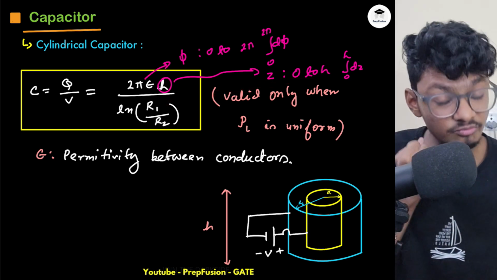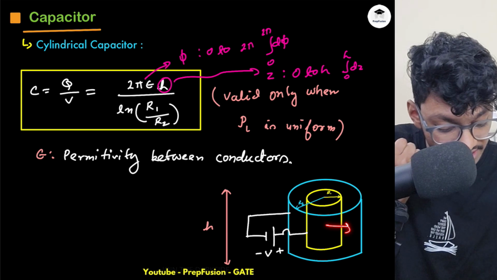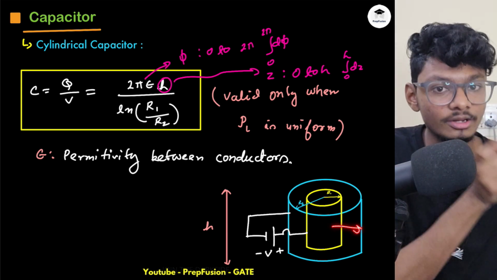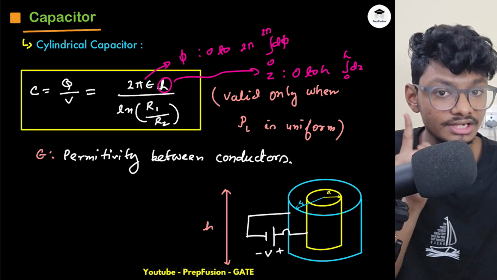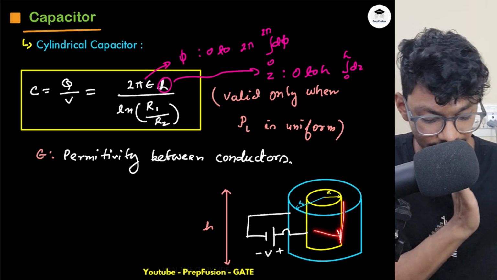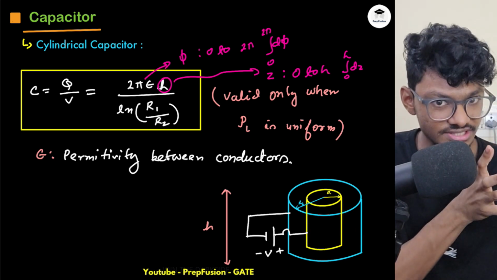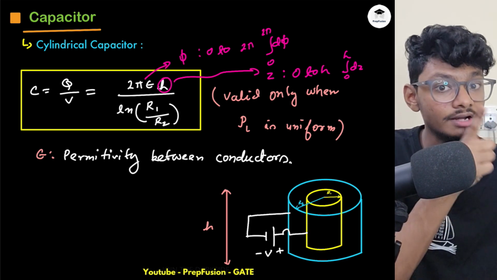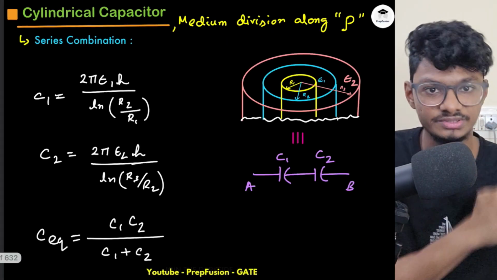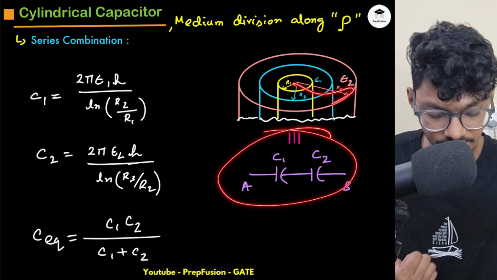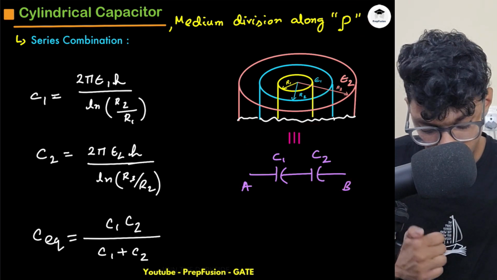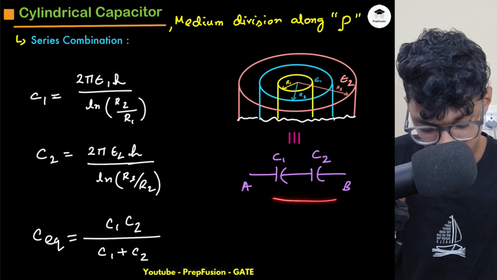But in what direction is my electric field? It is in the rho direction. If the electric field is in the rho direction, and I am varying my medium in the rho direction, what combination of capacitors will that be? That will be a series combination, because the electric field is in the same direction as my interfacing medium. So obviously the normal components will be the same. And what is the normal boundary condition? The electric flux densities must be the same. That is exactly what I am doing. So with medium division along rho, nothing will change, they will just be in series.